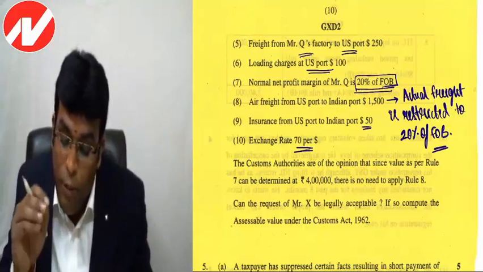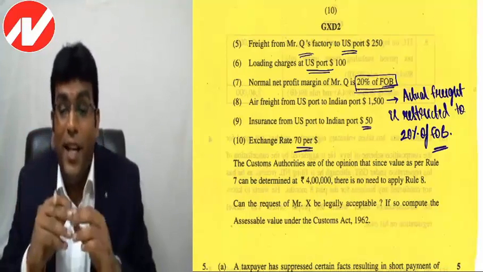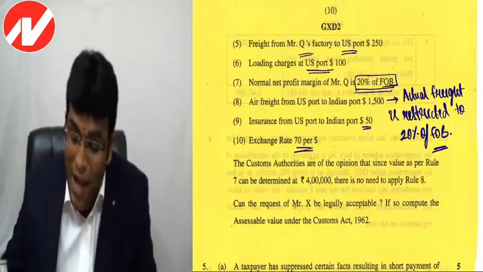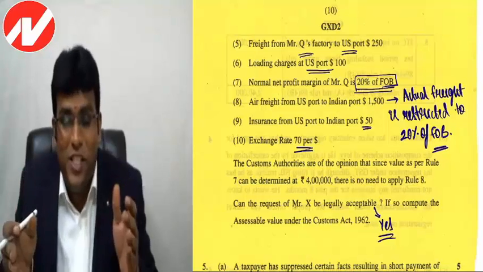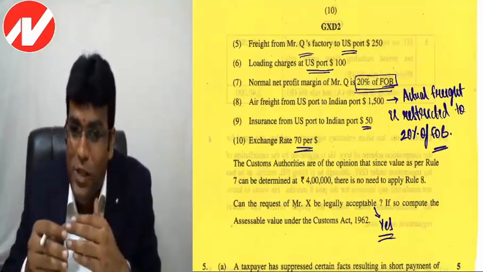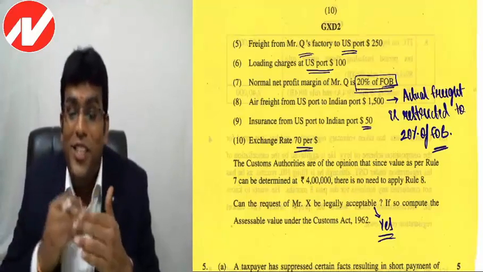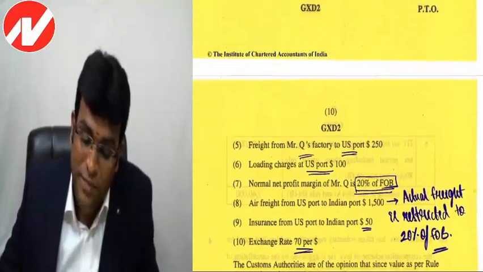Customs authorities are of the opinion that since value as per Rule 7 can be determined at 4 lakhs, there is no need to apply Rule 8. Can request of X be legally acceptable? 100% answer is yes. Because X can request either application of Rule 8 first or Rule 7 first. He can ask for interchanging the order of application of Rule 7 and Rule 8.